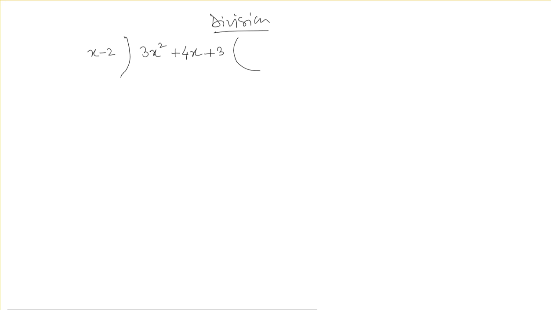And here I am telling you division of algebraic expressions, or I can say division of polynomials. I'll tell you what a polynomial is. Division of polynomials in one variable.